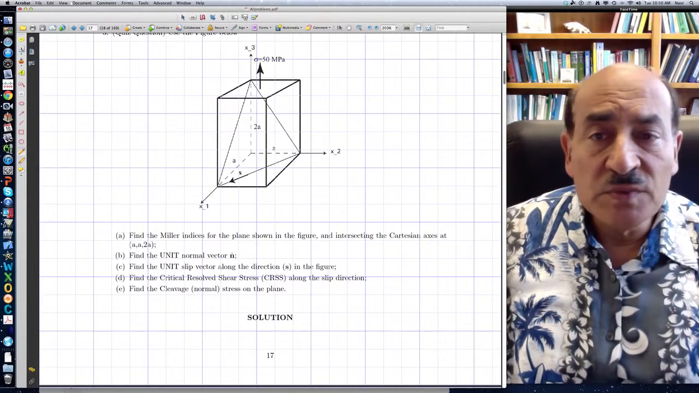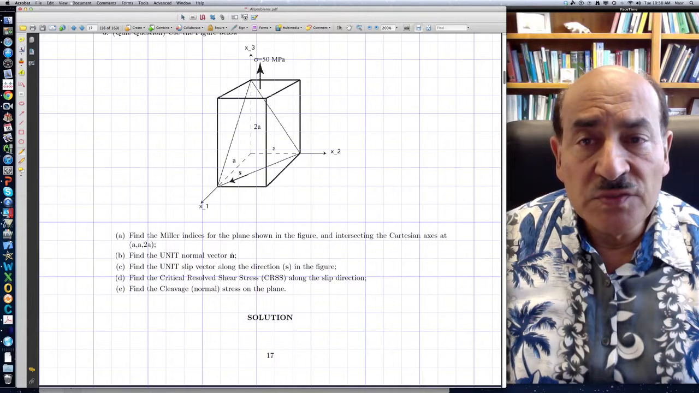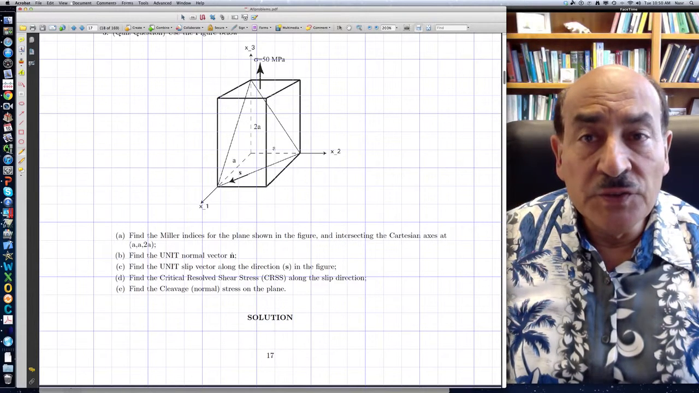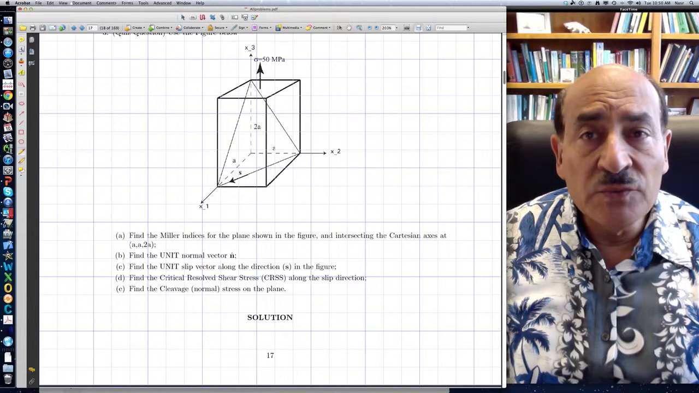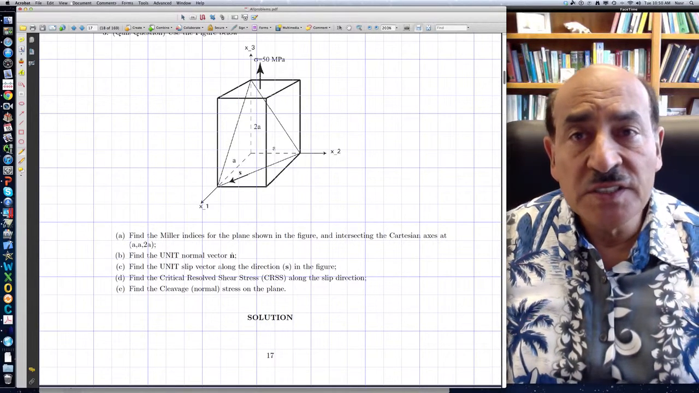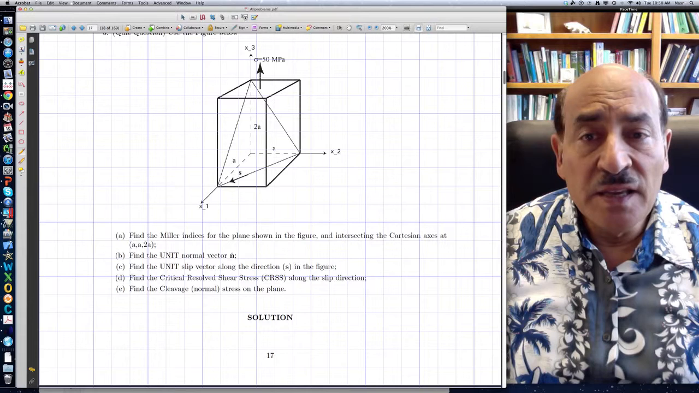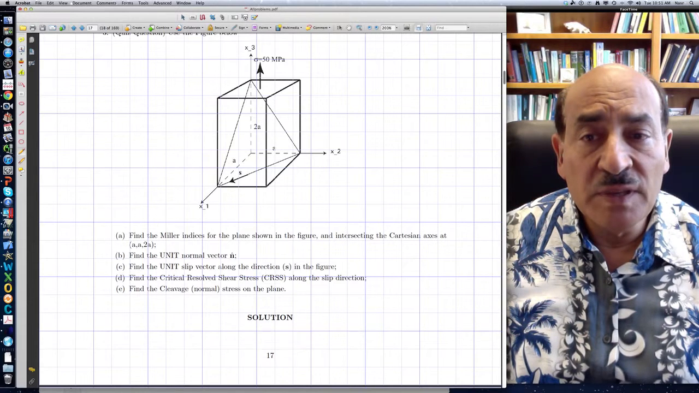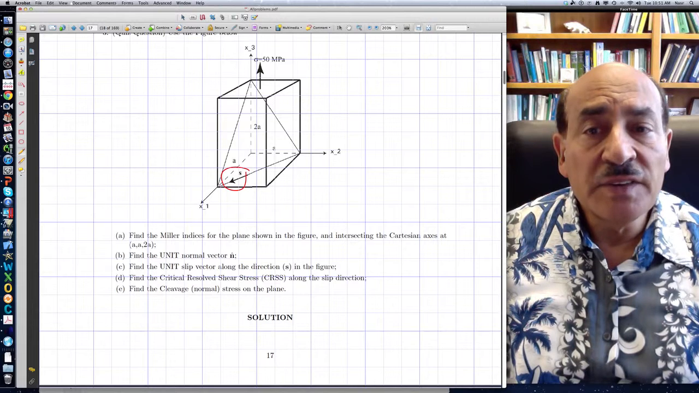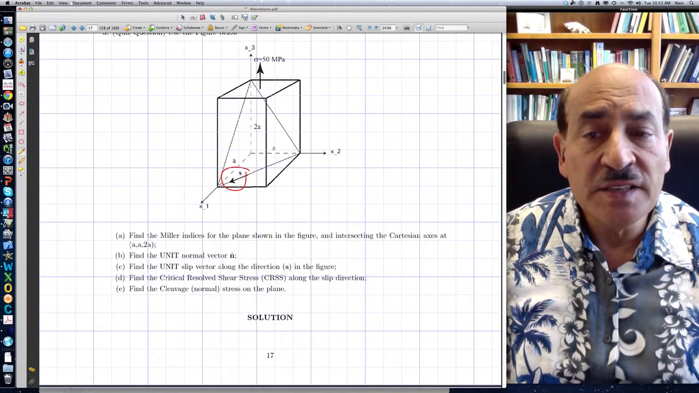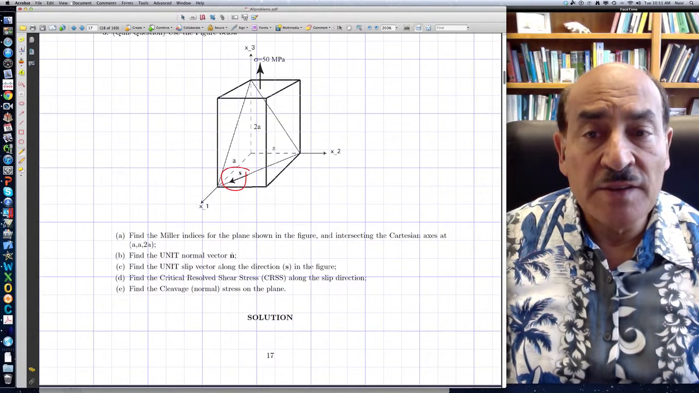Now in this problem, what we wanted to do is find the normal stress to that plane, and we also wanted to find the shear stress along a vector on the plane called S, this vector here called S. And the vector S is given graphically.